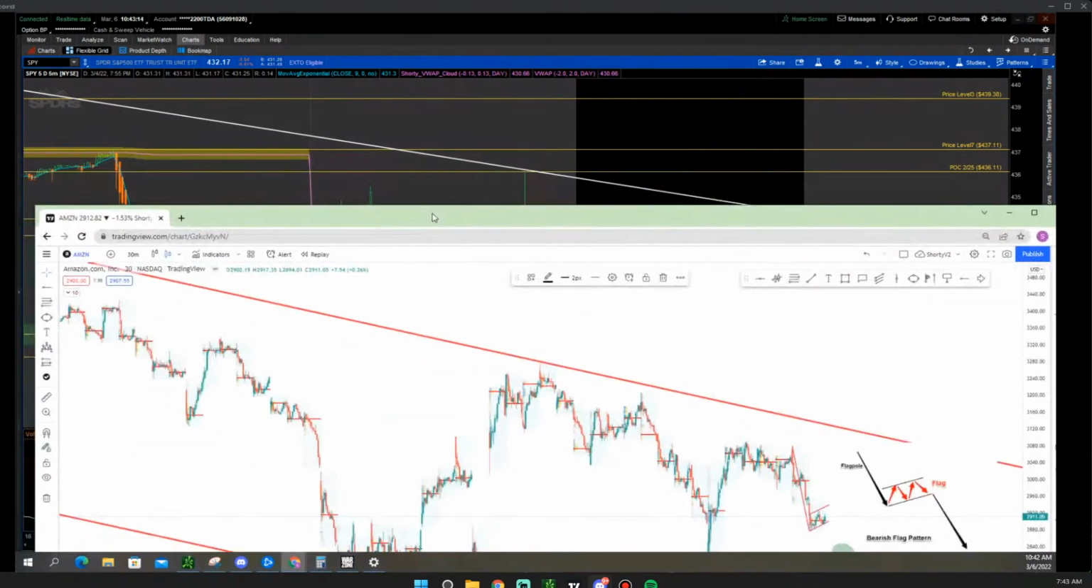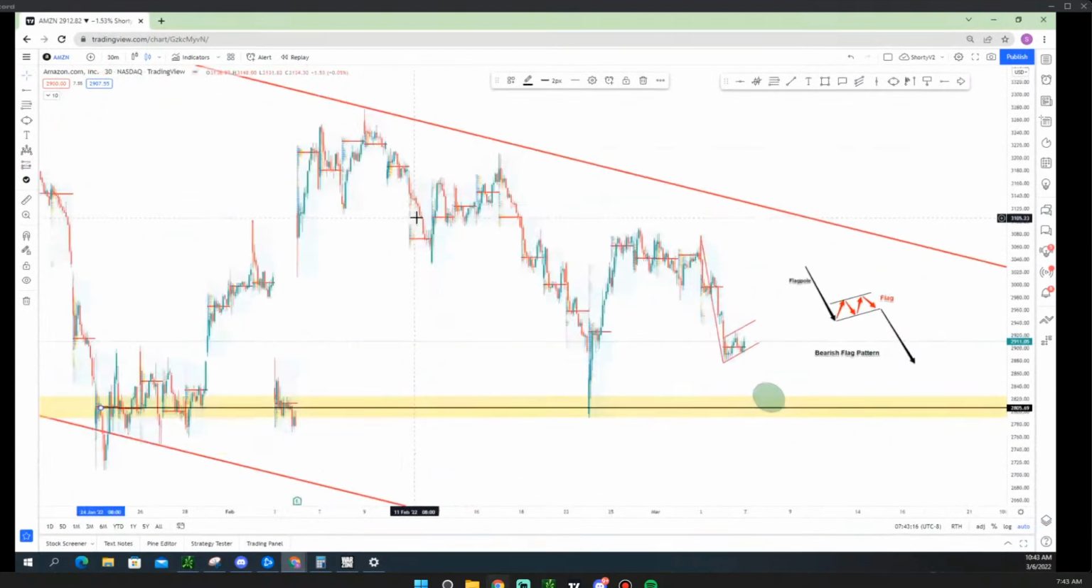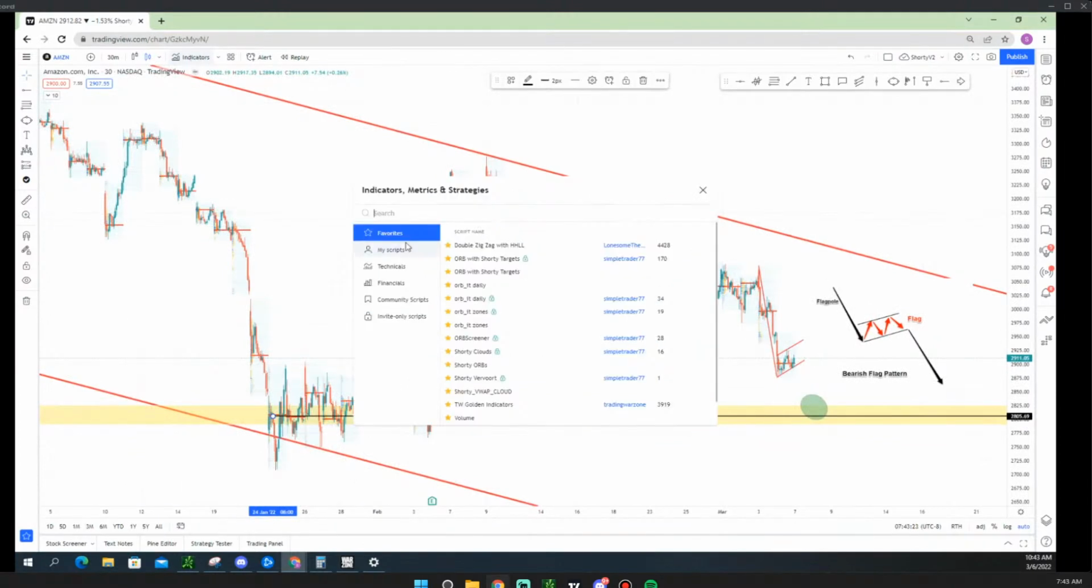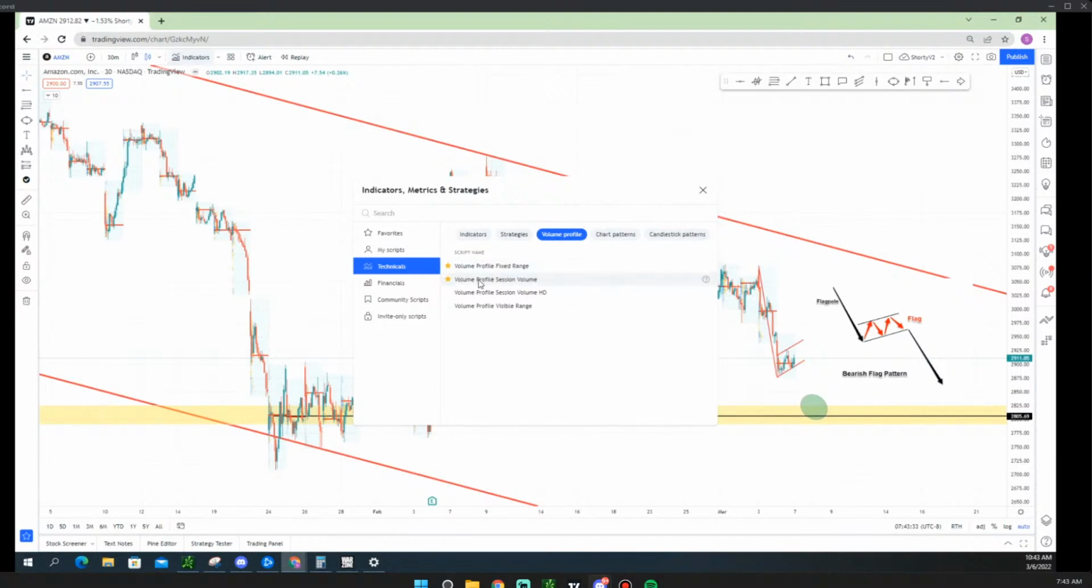TradingView, same concept. I'll start from the beginning. The first thing you want to do is go to the technicals. You click on indicators, then you go to technicals. There's something called volume profile on the tab. You click that, and you want to click on volume profile, session volume.